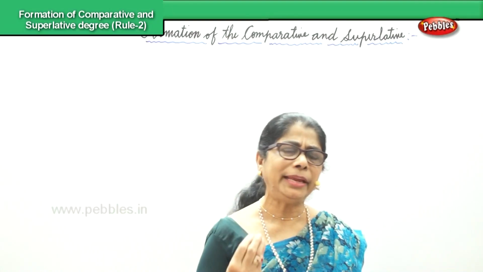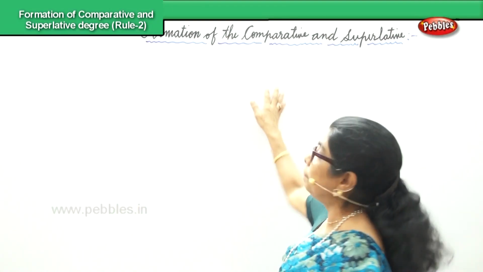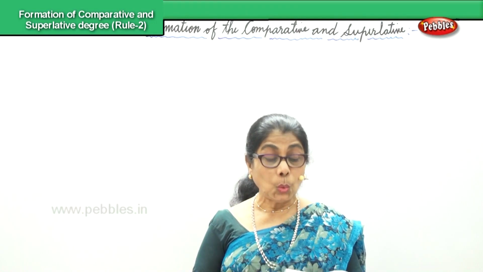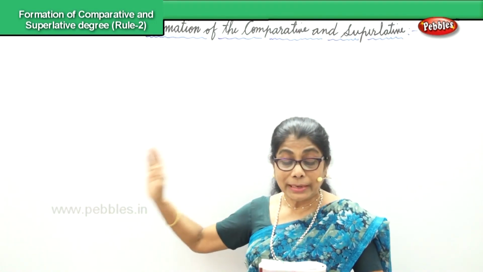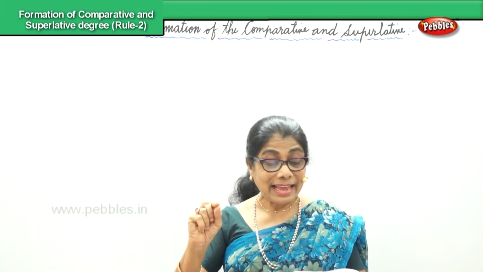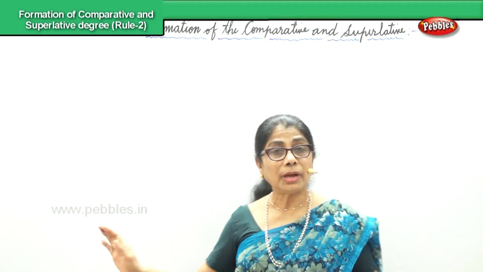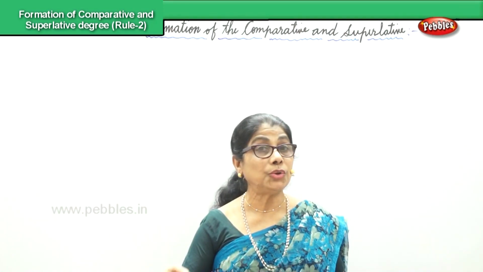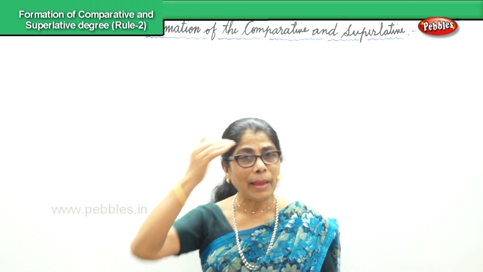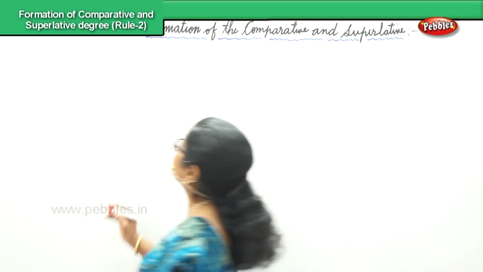Now, in the formation of the comparative and superlative degree, let us look at rule number 2. Rule number 2 says when the positive ends in E, only R and ST are added to form the comparative and superlative. As I told you, you do not need to remember the rules. As you read along, write along, it will come correctly. So we need to read a lot. So we are going to look at rule number 2.